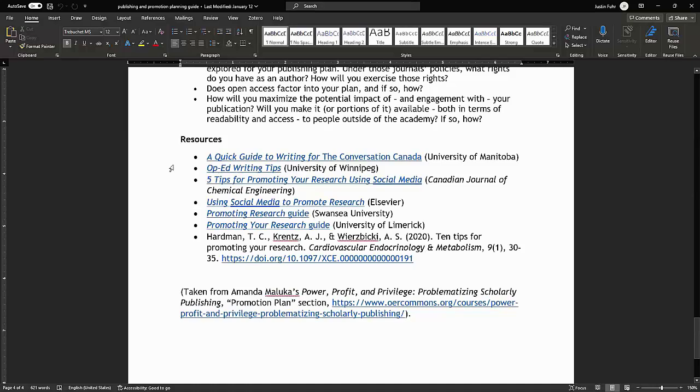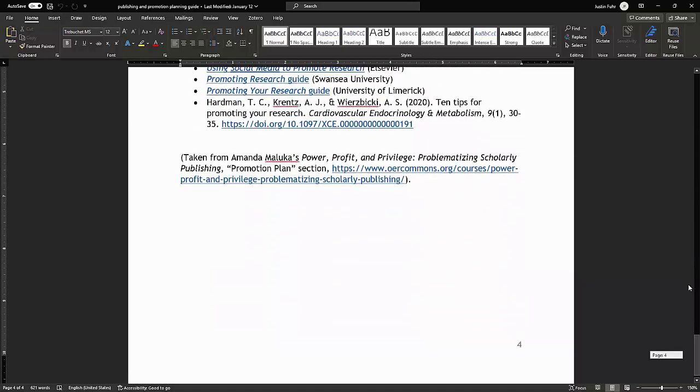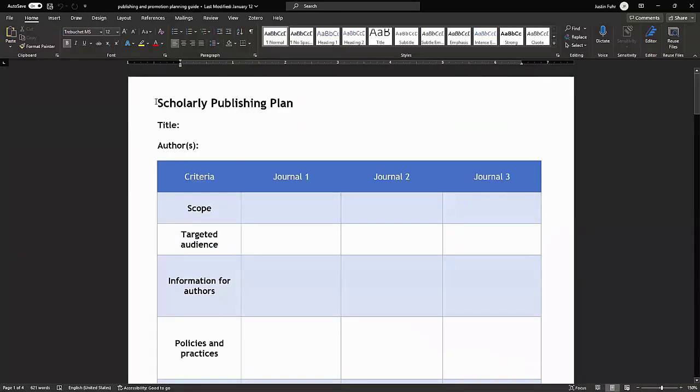If any of these are helpful to you, there's a couple on writing research explainers or summaries that appeal to the general public. There's a number of different venues you can publish those in, alongside your research. And there's also a number of resources on promoting your research using social media as well. So that's the guide, that's the plan, publishing and promotion.